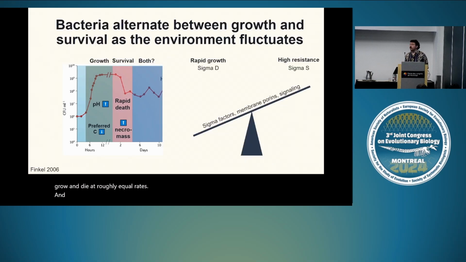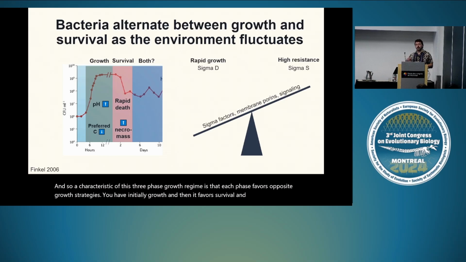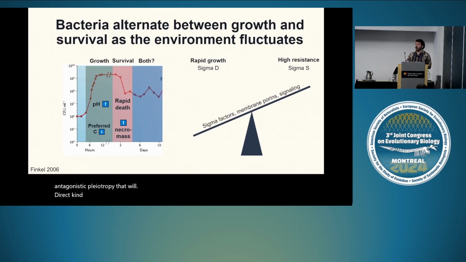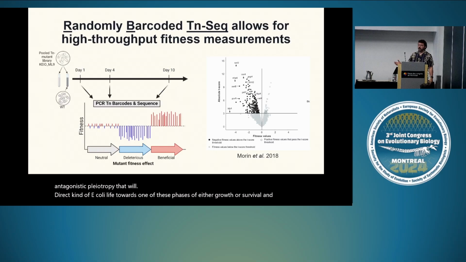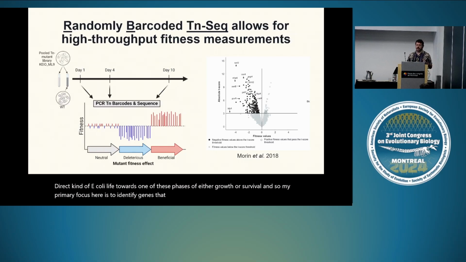And so a characteristic of this 3-phase growth regime is that each phase favors opposite growth strategies. Initially it favors growth, then it favors survival, and then it favors growth, but also in a very stressful environment. So it's kind of both, but also different. A lot of this is reinforced by E. coli regulation and physiology that has many levels of antagonistic pleiotropy that will direct E. coli life towards one of these phases of either growth or survival. And so my primary focus here is to identify genes that are adaptive in this complex environment.